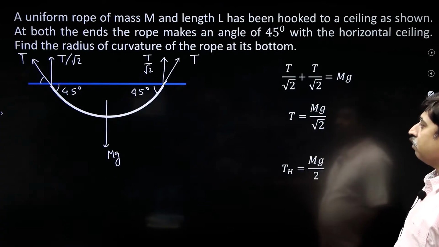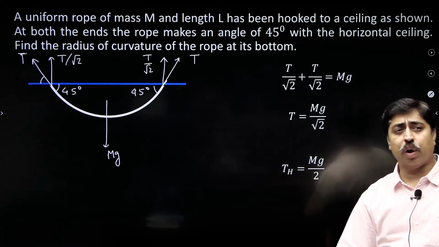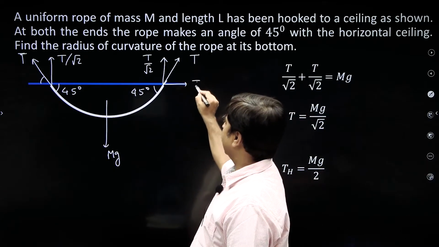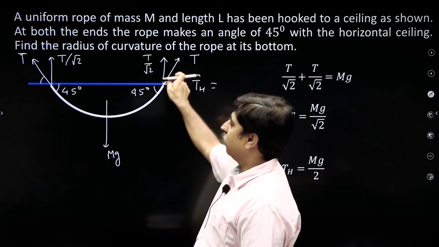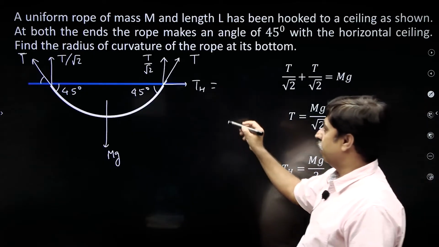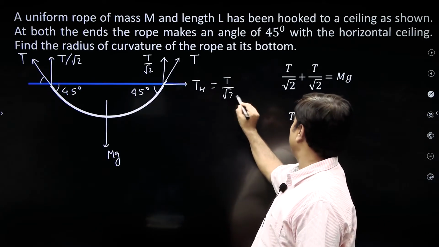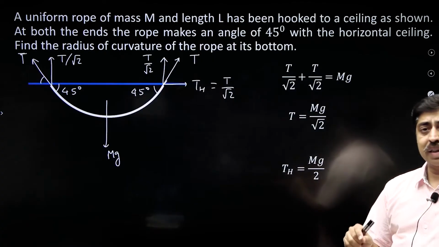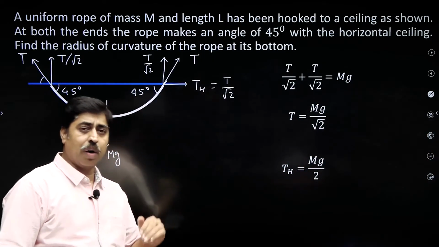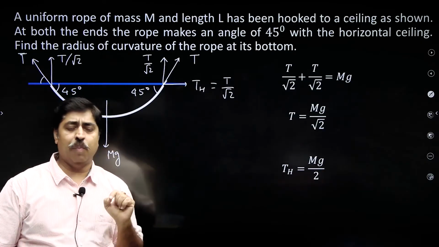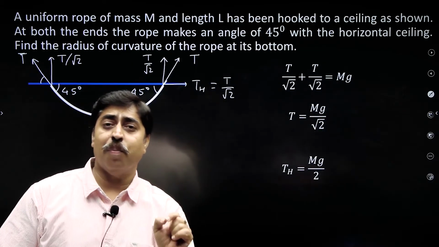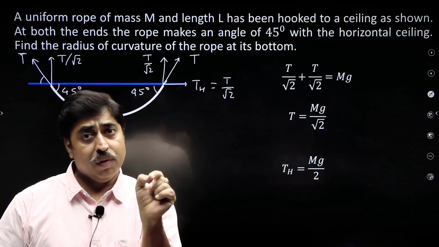That's fine, very good. Next, what is the horizontal component of tension? Obviously, the horizontal component of tension, if I write it as TH, is nothing but T cos 45 degrees, which is T by root 2, which means it is mg by 2. So, horizontal tension is mg by 2. And do you know that the horizontal component of tension in the entire rope is the same everywhere? Do you know that the horizontal component of tension is the same throughout the rope?